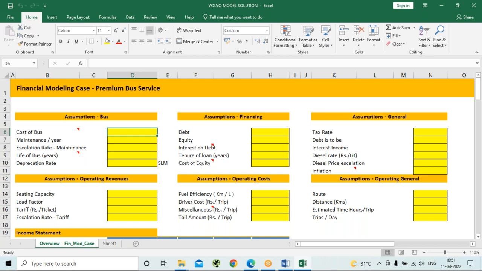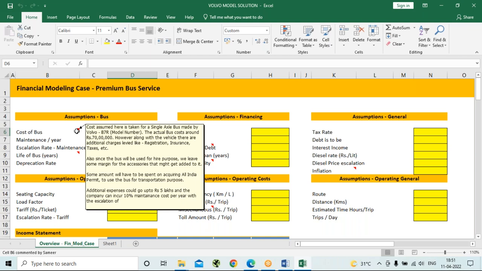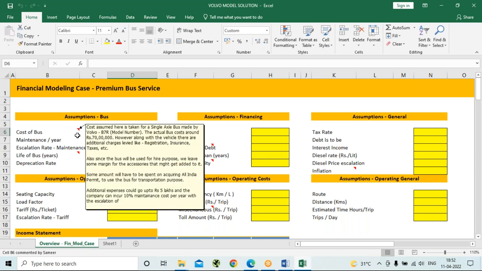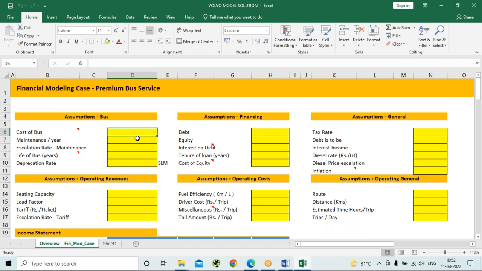The 70 lakhs cost of the bus. So actually the cost of the bus is 70 lakhs. That is only the bus value. We have to spend a certain amount. If you see here it says the cost assumed here is taken as 70 lakhs, but we have to bear certain types of expenses, so that 5 lakhs also will be considered as the cost of the bus. So the total value of the bus is going to be 75 lakhs. Thank you for the response, ma'am. So the actual value of the bus is going to be 75 lakhs.